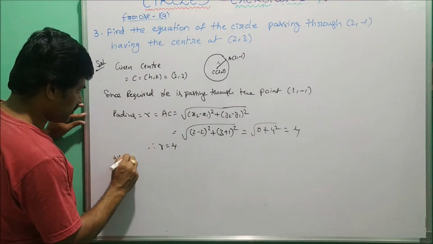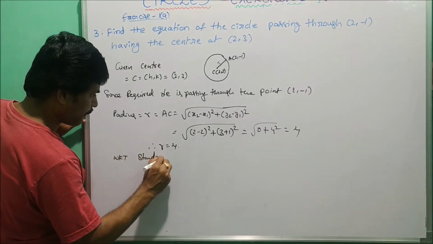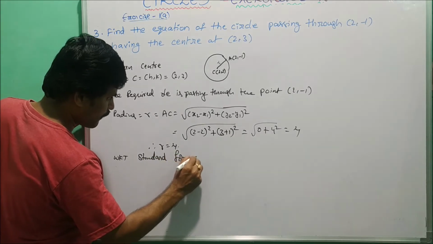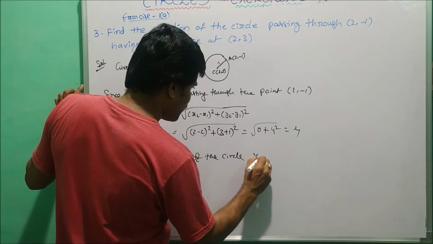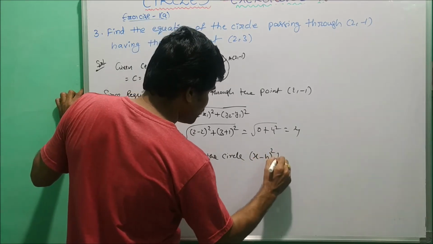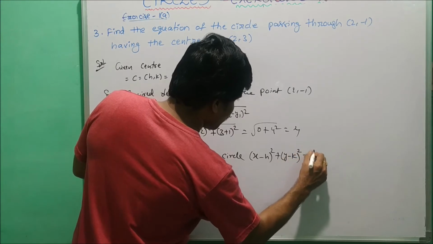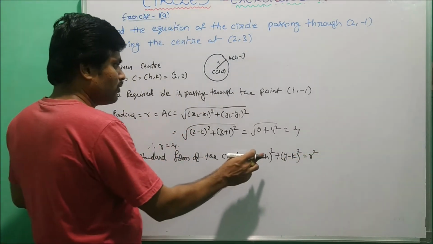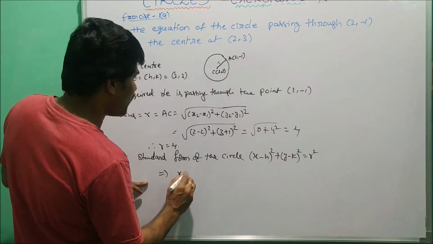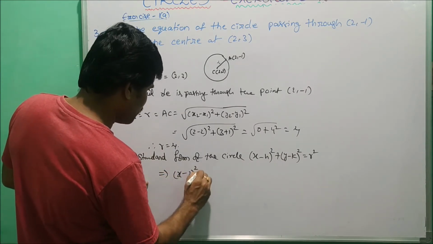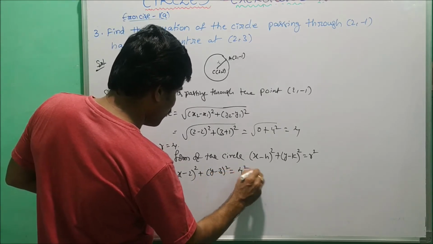Now we know the standard form of the circle. That is (x minus h) whole square plus (y minus k) whole square equals r square. Now substitute center and radius in this form, then we get (x minus 2) whole square plus (y minus 3) whole square equals 4 square.